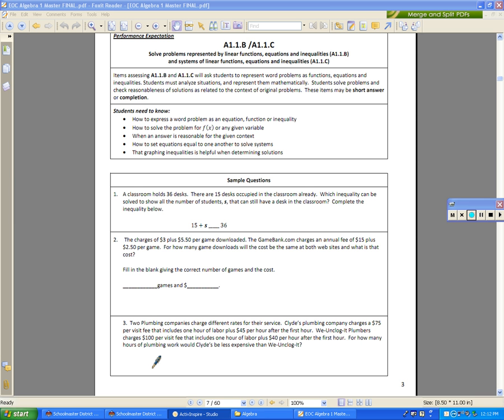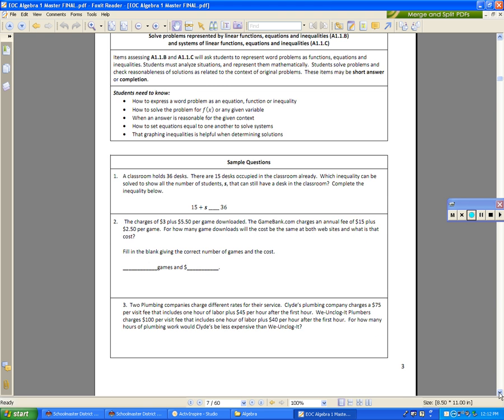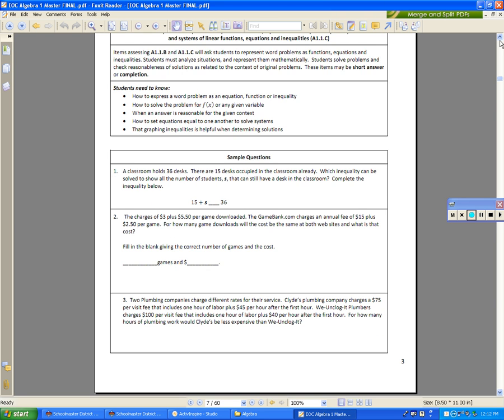Where would the prices be the same? Okay? All right, you got that one? Okay, same deal then with the next one. Now we're hiring a plumber. This one says 2 plumbing companies charge different rates for their service. Clyde's company charges $75 plus $45 an hour. We Unclog It Plumbers charges $100 plus $40 after that. For how many hours of plumbing work would Clyde's be less expensive than We Unclog It?